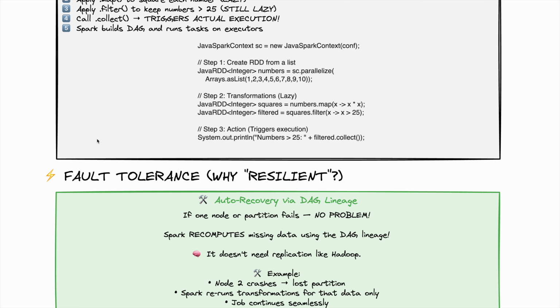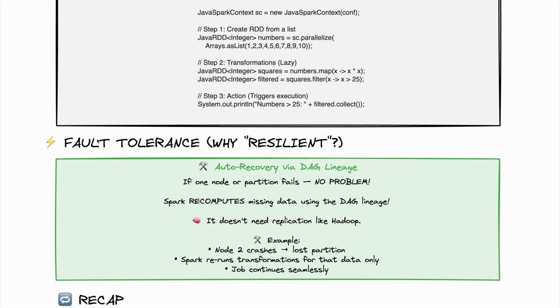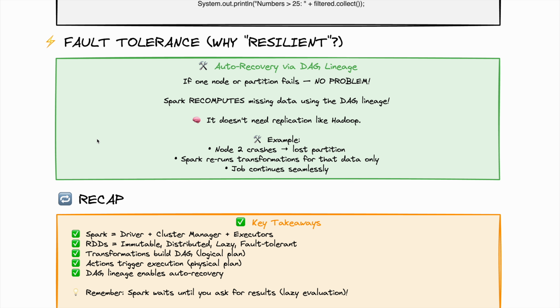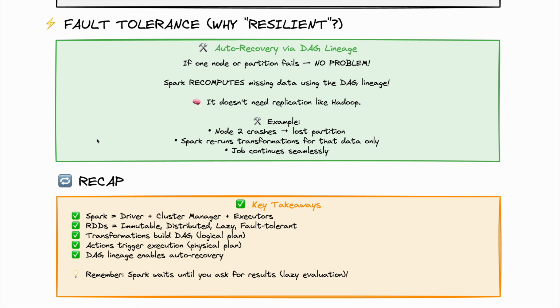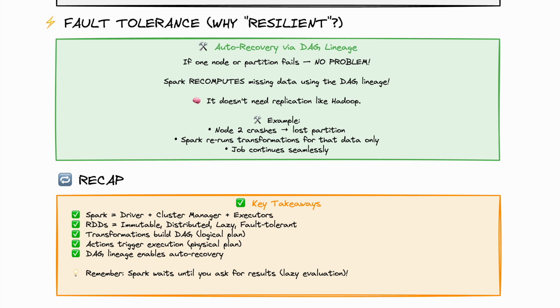So now let's take a look at the fault tolerance part of the DAG and the RDD, and why it's resilient. For example, let's say that we have a node or partition failure. In that case, Spark recomputes the missing data using the DAG lineage. Let's take it step by step. Let's say that we have several executors, and one of those executors fails. If the executor fails, the next step is that the cluster manager restarts a new executor.